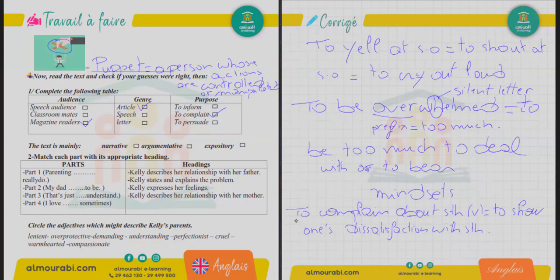Now, what's the noun from complain? I need the noun from complain. Complainant? No, it's not that. No problem. Pay attention, the noun is complaint. You just add T to the verb and you get the noun. So all this article is about complaints. It's about Kelly's complaints.